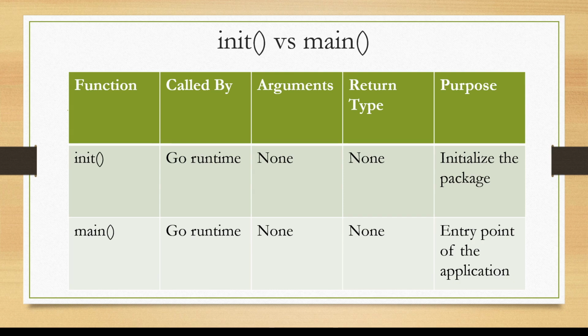Return values: both functions do not return anything. They do their job and exit. No need to send back any result. This is because they are meant to do work, not return values. Purpose: this is the key difference. Init is to initialize your package, things like loading config files, setting default values, or preparing the database connection. And main is the entry point of your application. Whatever the user is supposed to see, or whatever logic you want to run when the app starts, that goes in the main function.